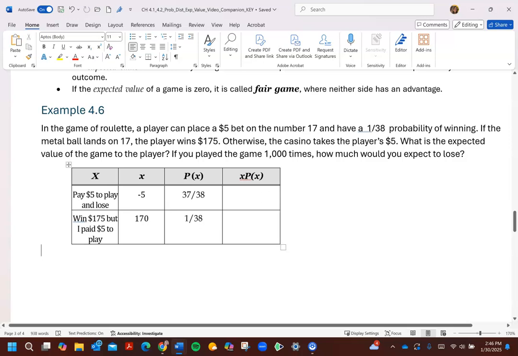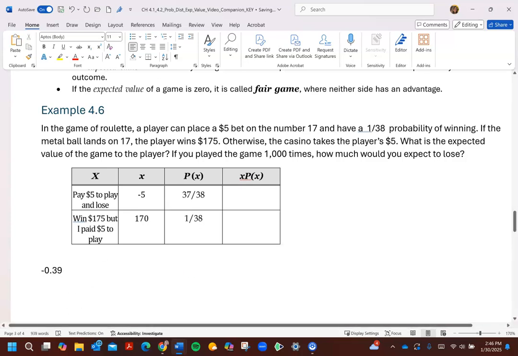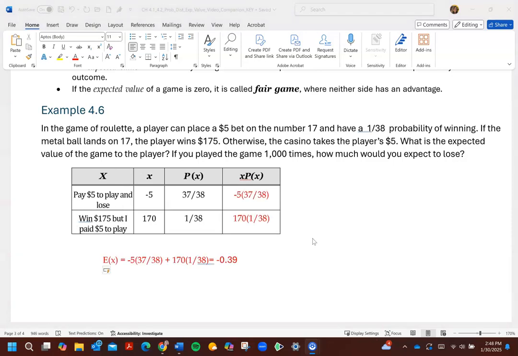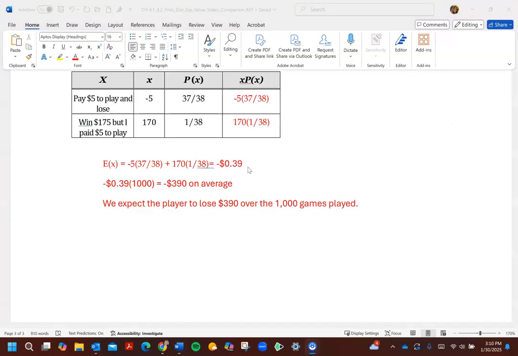I really didn't even need to fill those out, but I'll write out the whole thing for you. Okay, so this is the answer written up. You can just write it out as a string of numbers. You don't have to make a chart. So we can say that after 1,000 games, we would expect that they would lose $390.